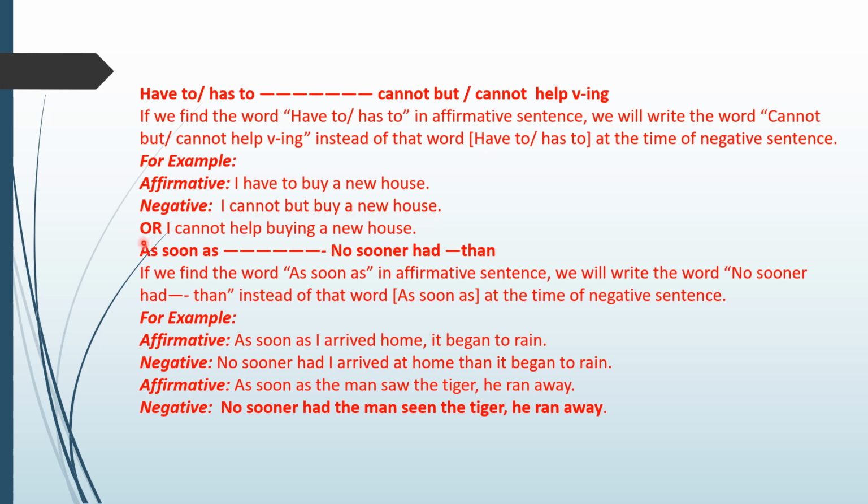If there is as soon as in the affirmative sentence, we will write the words no sooner had than instead of that word as soon as at the time of changing the sentence into negative. Look at the example. As soon as I arrived home, it began to rain. So the answer in the negative: no sooner had I arrived at home than it began to rain. Next example, as soon as the man saw the tiger, he ran away. So in the negative, no sooner had the man seen the tiger, he ran away.